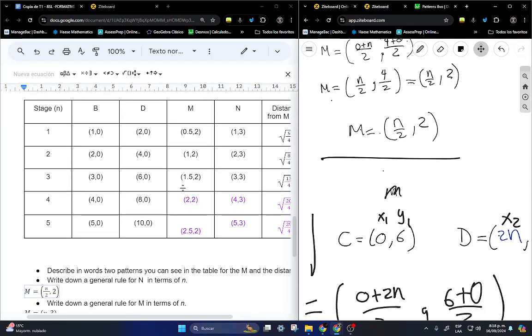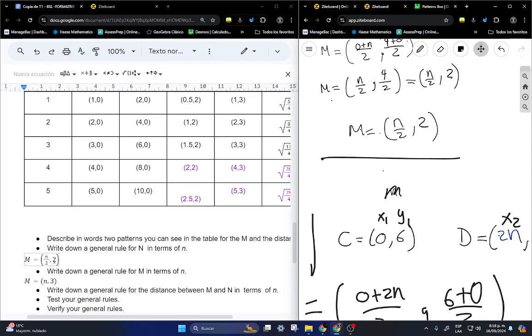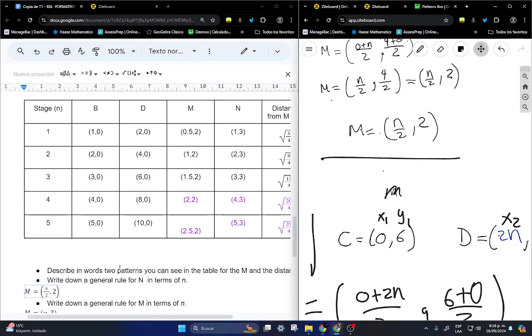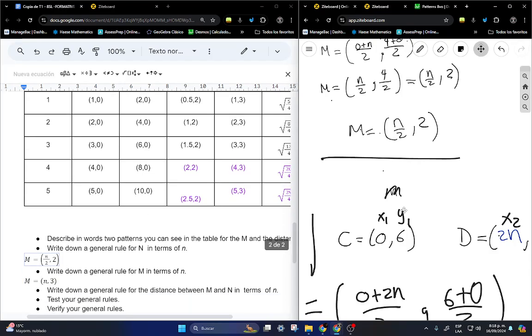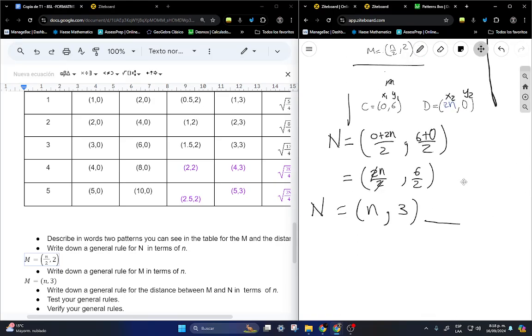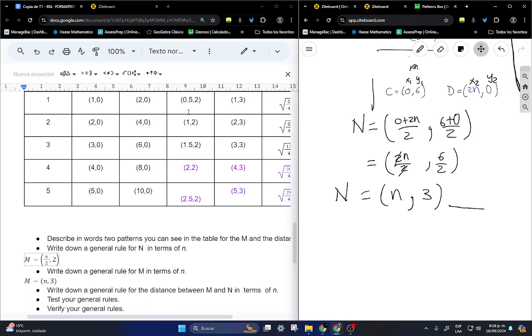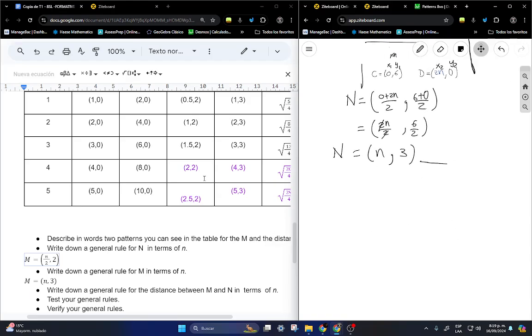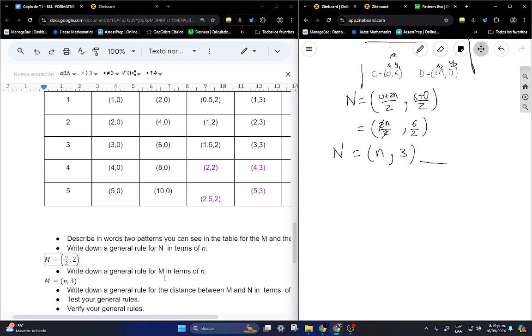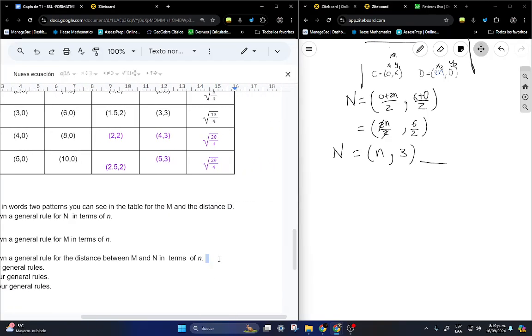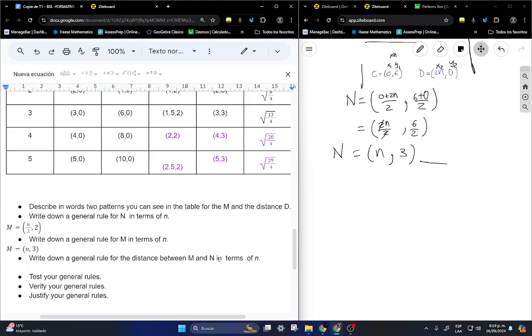Because look, in m, the 2 is fixed. So it makes sense that here's the 2. The same. In n, the 3 is fixed. So it makes sense that here's a 3. Also, there's another way to do it. Just finding the general rule in this case directly. Okay. But now, finally, let's get to the elephant in the room. The general rule for distance, let me create here already a new equation.